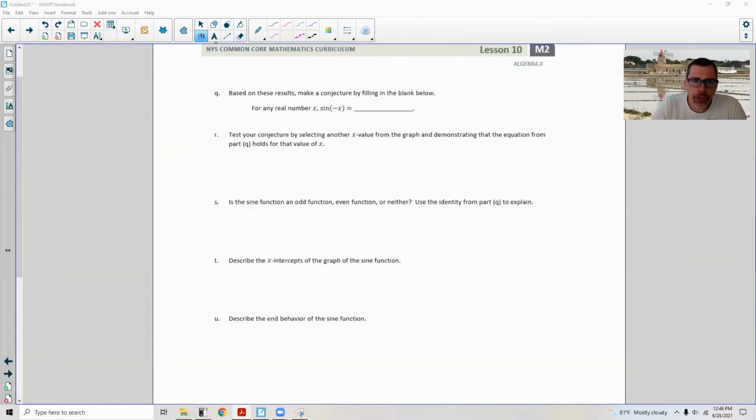Okay, page 4, part Q. Based on these results, make a conjecture by filling in the blank below. For any real number x, the sine of negative x equals the negative of the sine of x. Test your conjecture by selecting another x value from the graph and demonstrating that the equation from part Q holds for that value of x.